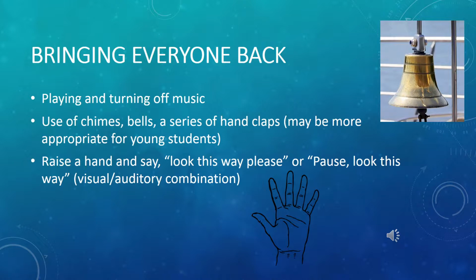Some ways that might work, and again, you may not feel comfortable with some of these: playing music and turning it off when it's time to regroup might be helpful. You might want to use a chime or bells or a series of hand claps. Those are ways that could help bring everyone back. Raising your hand and saying, "Look this way, please," or "Pause, look this way." Using that combination of visual and auditory cues sometimes is helpful.